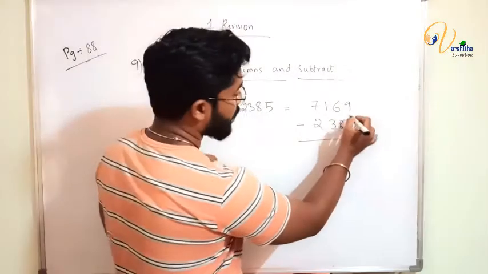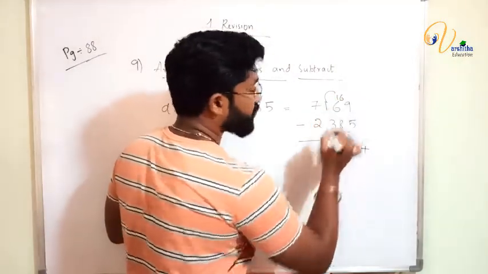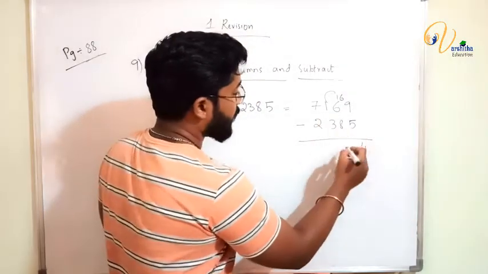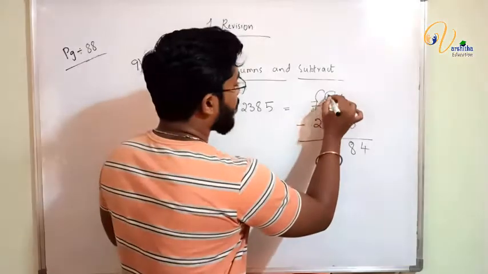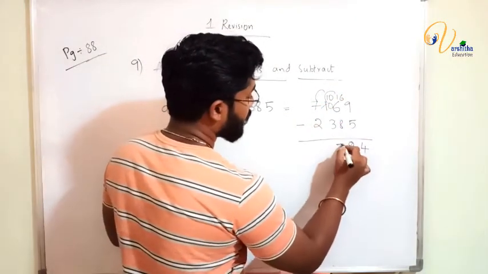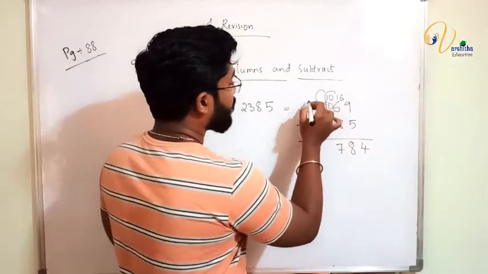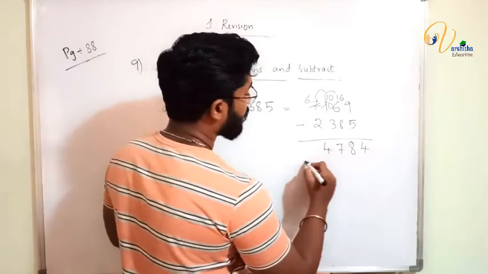Yes. 9 minus 5, how much? 4. Here carry, you will get 16. 16 minus 8? 8. Here it is 0. Here again carry, 10. 10 minus 7? 10 minus 3? 7. Here you will remain with 6. 6 minus 2? 4. Okay.